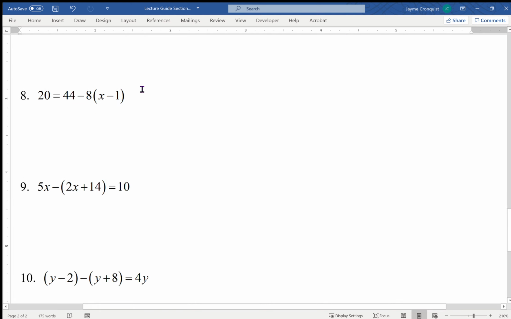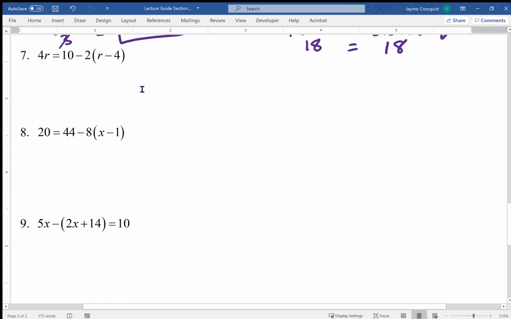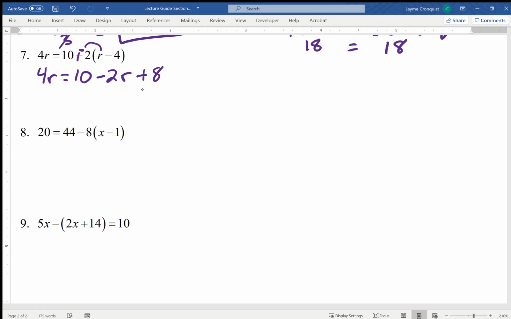All right. Whoa, number 7. Okay. I'm going to simplify the far side. 4r equals 10. Now I'm going to do the distribution. That's a negative 2, right? Because this is actually plus a negative 2. So this is minus 2r. Negative 2 times negative 4 is plus 8. Combine like terms, those two are 18. So I have 4r equals 18 minus 2r.